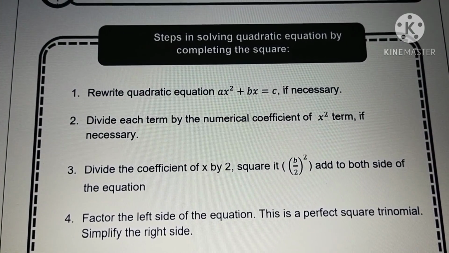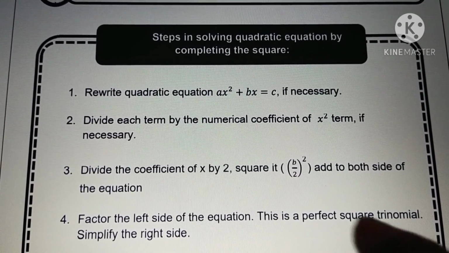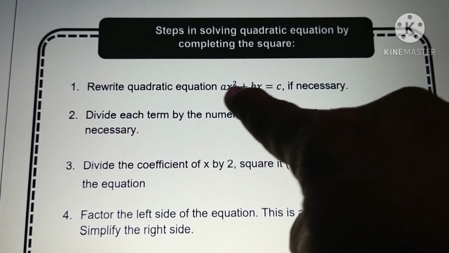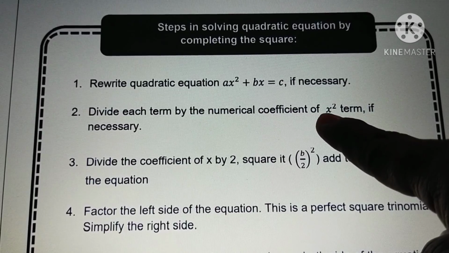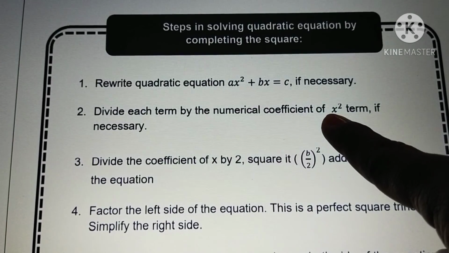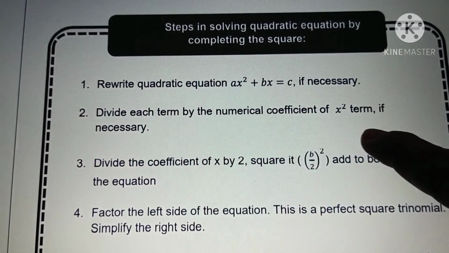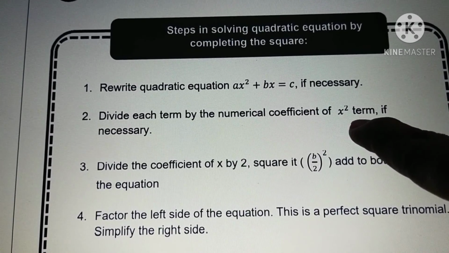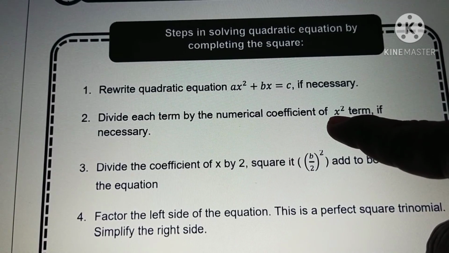Number 2, divide each term by the numerical coefficient of x squared. So, divide natin each term, okay, term ang tawag dyan, by the coefficient of x squared. If the coefficient of the x squared is 1, you don't need to divide, right? So, only if that is not 1. So this is only applicable, number 2, if the coefficient of the x squared, of the quadratic term, is not 1.